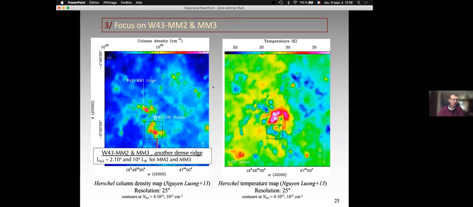For the rest of the talk, I will focus on other regions of W43, MM2 and MM3, that can also be called ridges in the sense that those are dense regions. On the same map as before, you see them on the south of MM1, again with a significant part below 10 to the 23 column density.